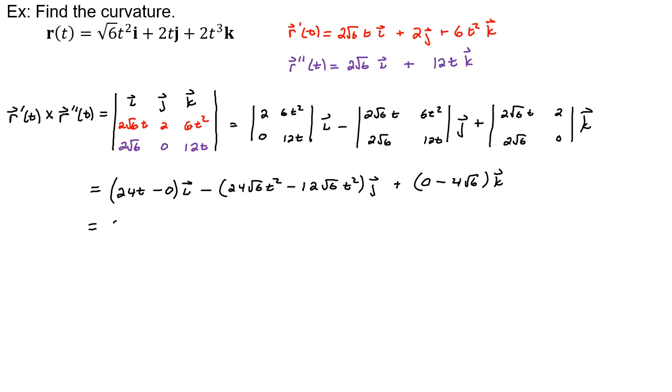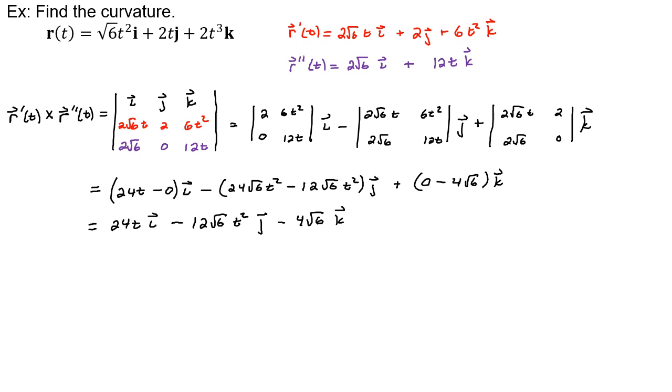So it's looking like we're going to end up with a 24t on the i. 24 minus 12 would give me 12, but it's got a negative in front, so I get a minus 12 root 6 t squared j. And then I'll get a minus 4 root 6 k.